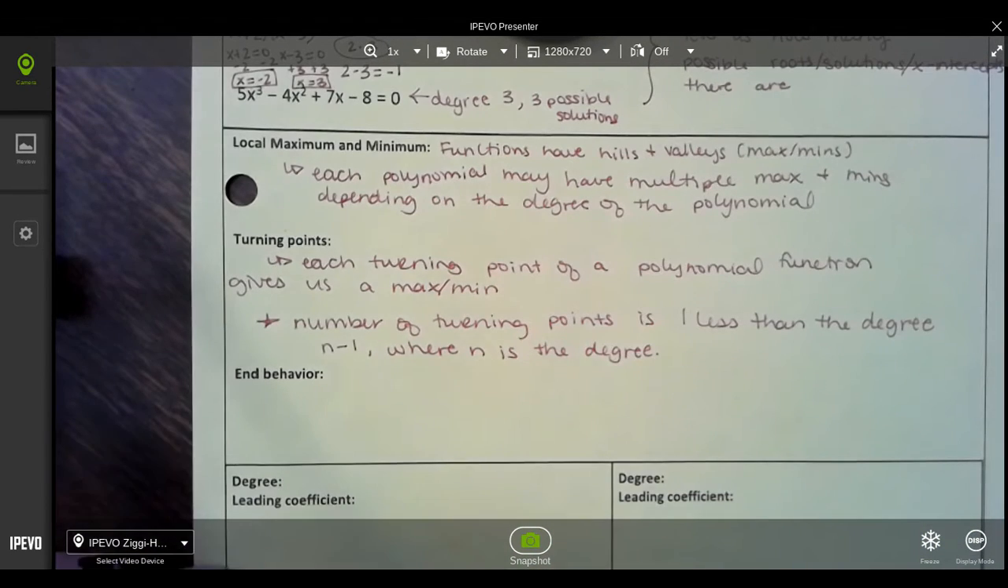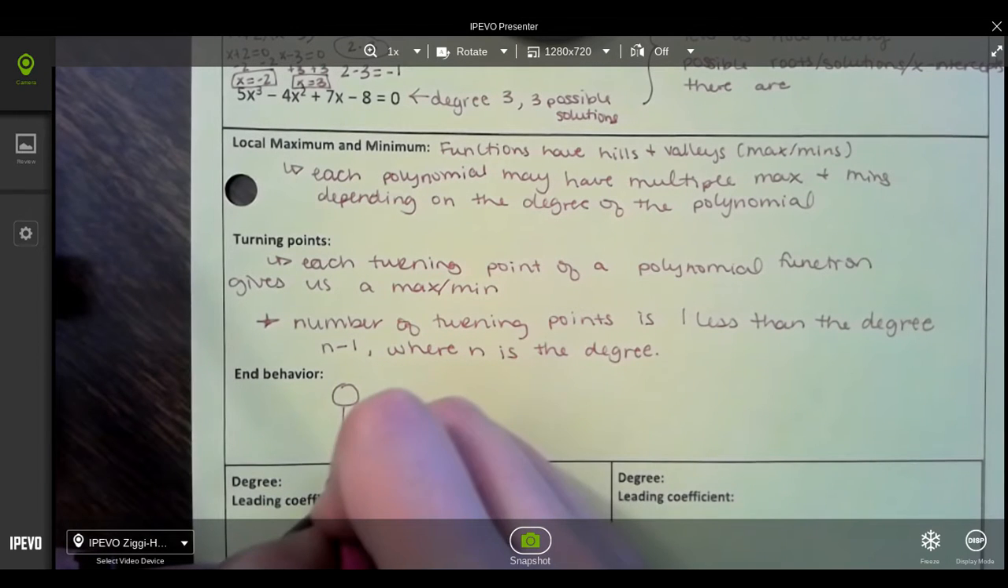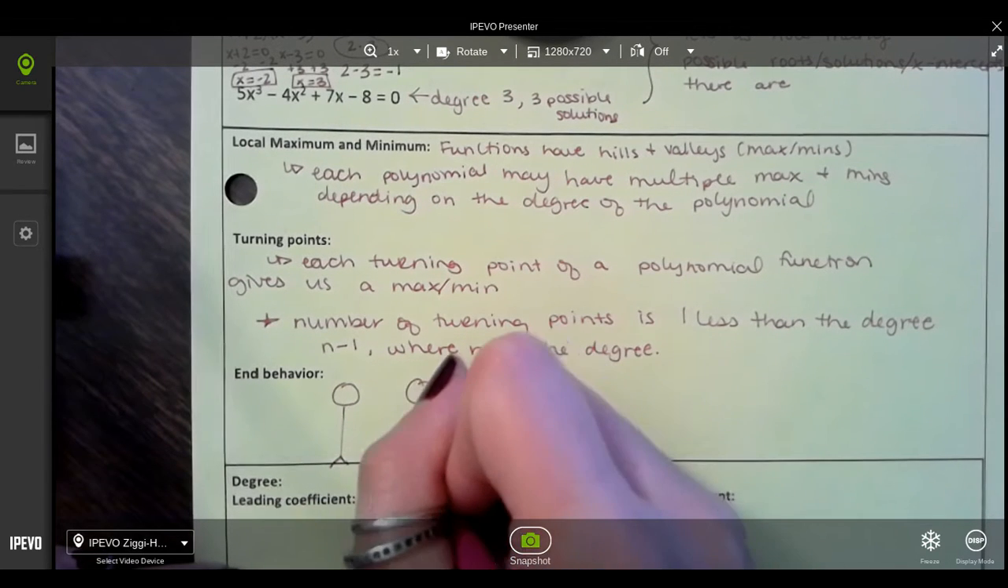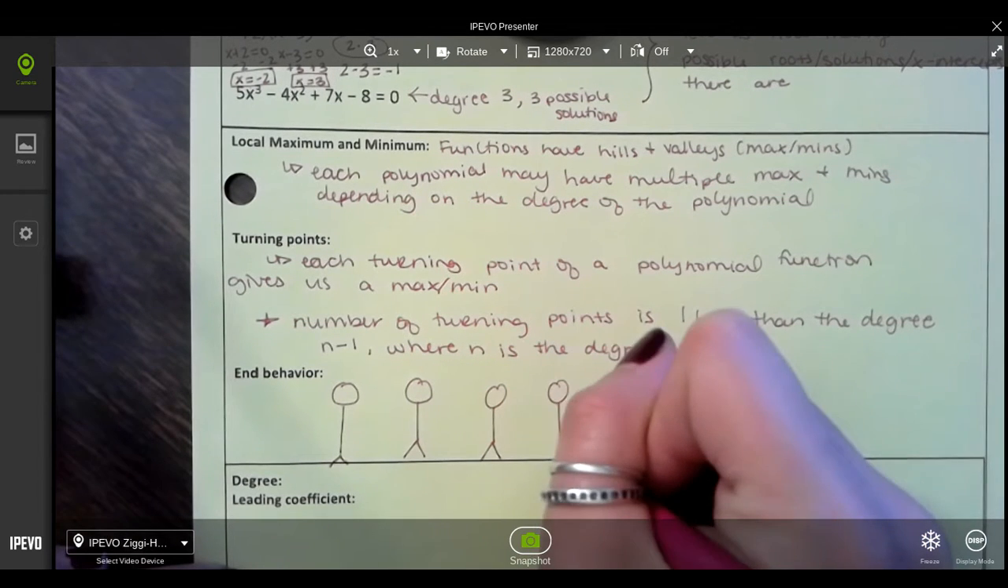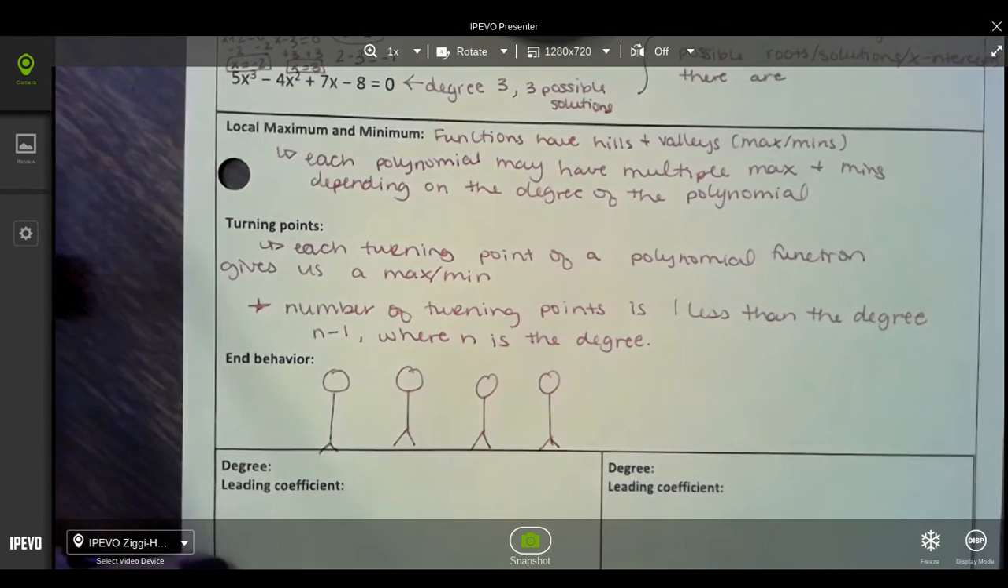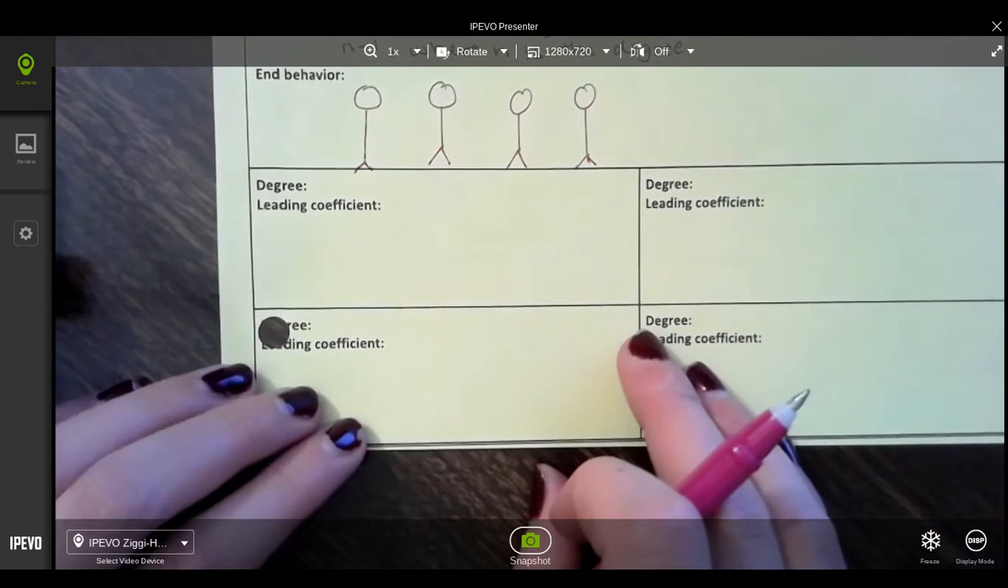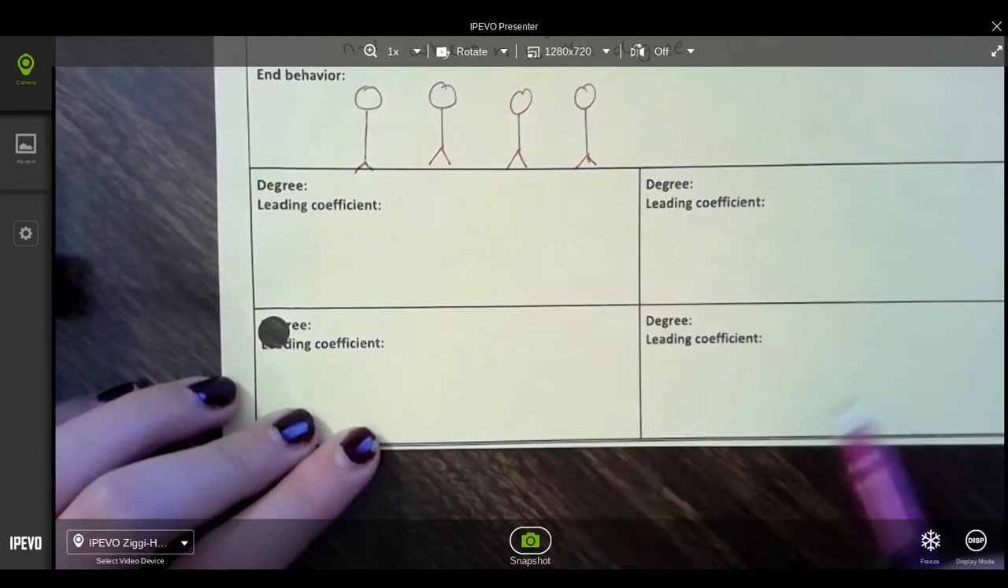Our end behavior, we're going to do a dance in class. So just write out 4 stick figures, and we'll do a dance in class. Okay. And then let's fill out this table really quickly. So this is just our end behavior table.